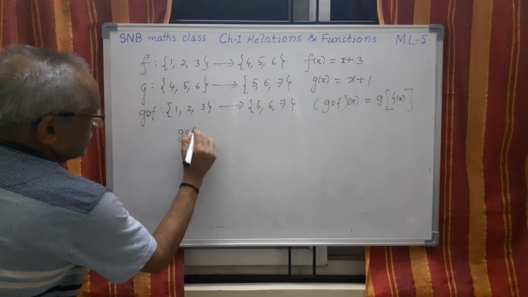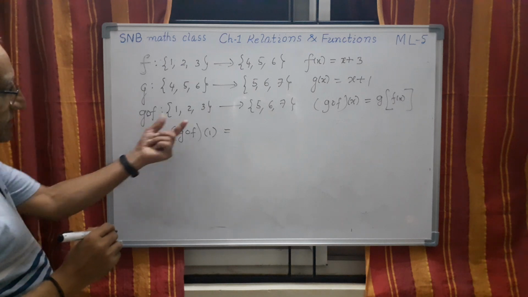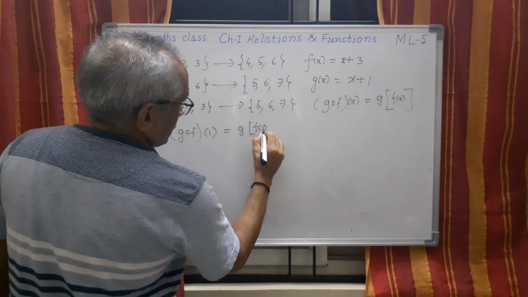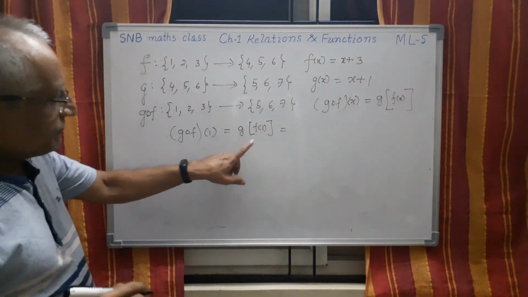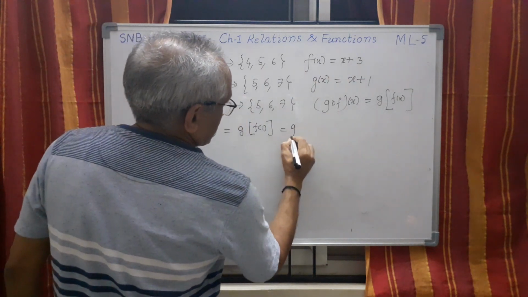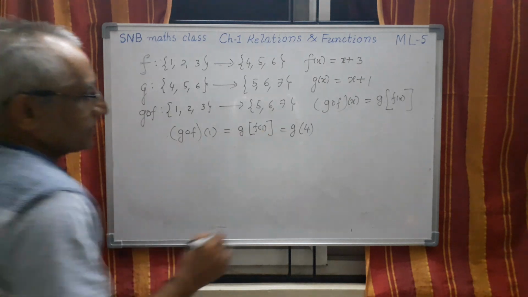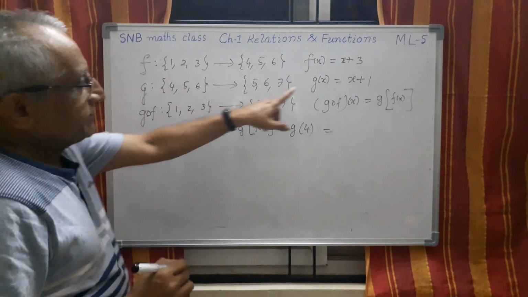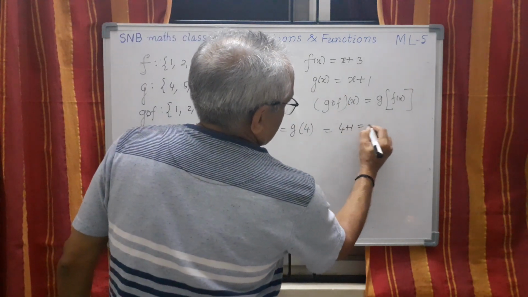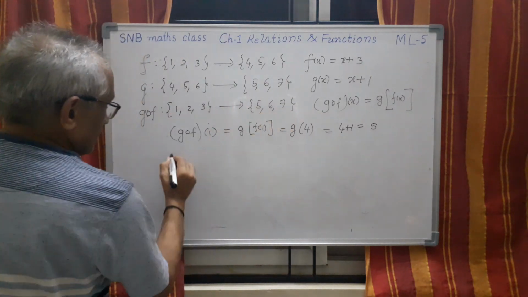g of f of, for example, 1 you have to calculate, because the domain of this is 1, 2, 3. It equals g of f of 1. Now, f of 1 is 1 plus 3, 4. So it is g of 4. And g of 4, the definition is g of x is x plus 1, so it is 4 plus 1, this is 5. So 1 is going to 5.